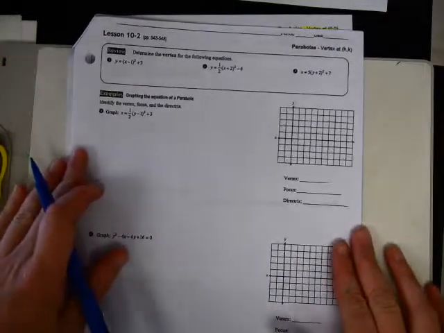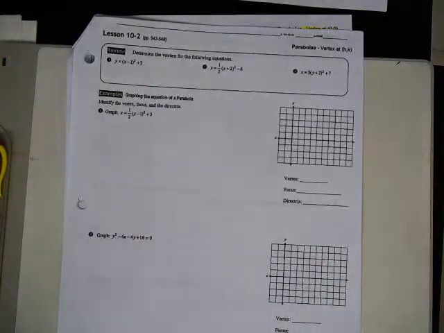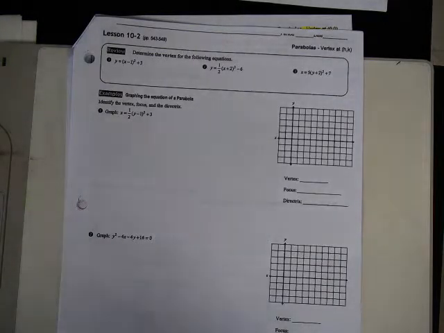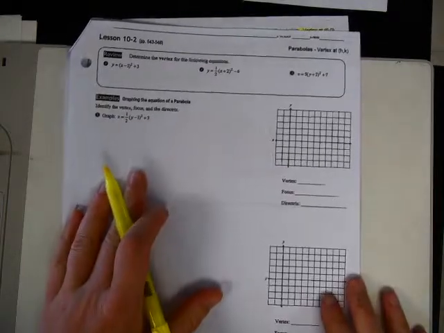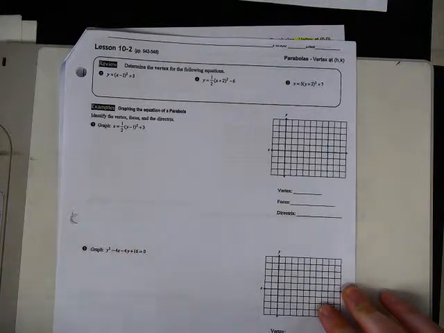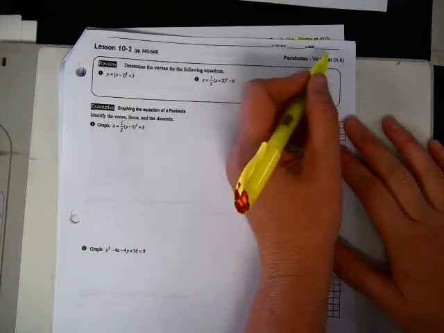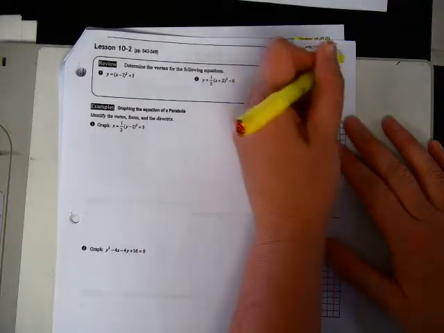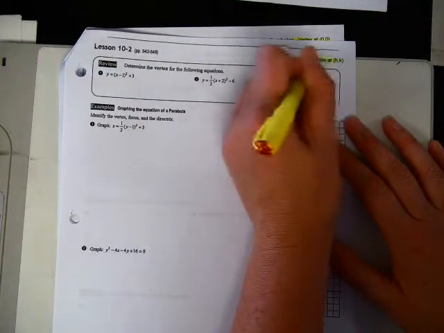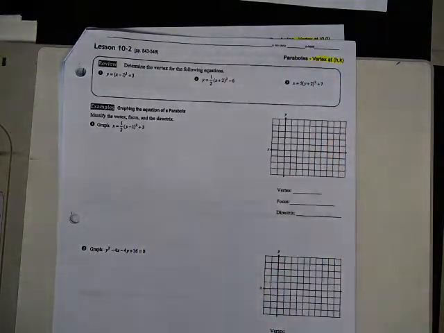Okay, we are going to look at lesson 10.2, part 2. We're going to continue working with parabolas, but now we're going to move the vertex from the origin. So now we will have a vertex at h comma k.